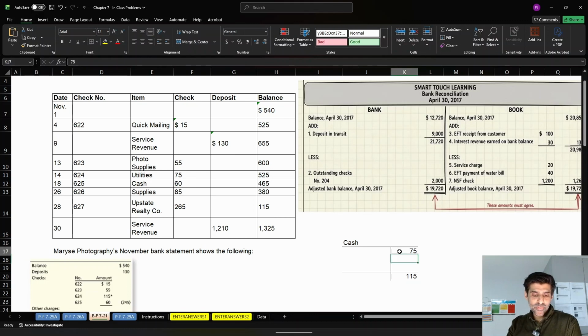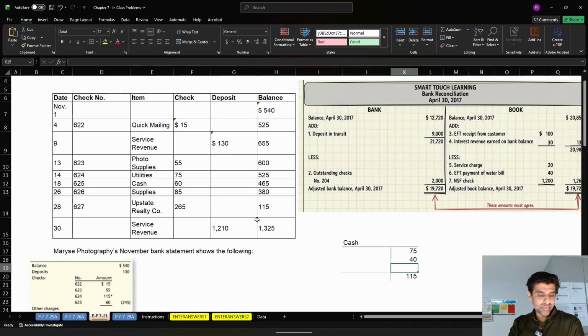How do I go from this to this? Credit $40, right? Because if I did this, then it's going to work. So that means it's a subtraction to cash. That's the error adjustment, it's going to be a subtraction.